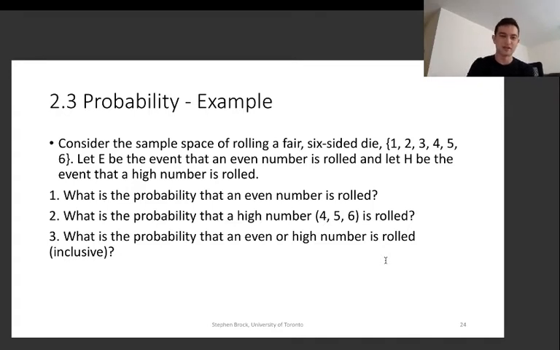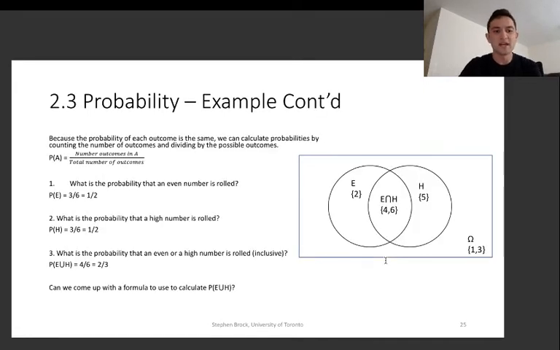So think about that for a second. Hopefully this comes intuitively, but there's actually a process that we can follow to compute these values as well. Because the probability of each outcome is the same from 1 to 6, we can calculate probabilities by counting the number of outcomes and dividing by the total possible outcomes. So the probability of A is equal to the number of outcomes in A divided by the total number of outcomes. So what is the probability that an even number is rolled?